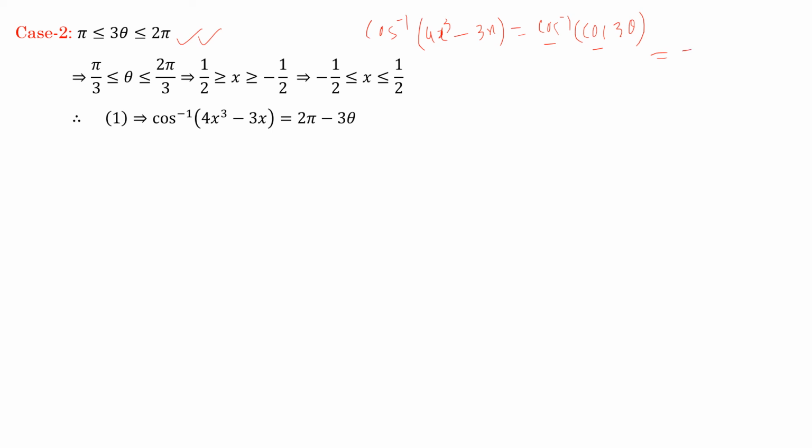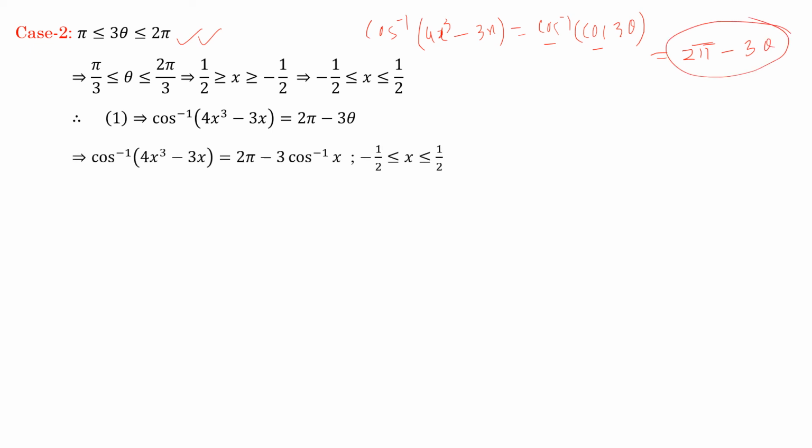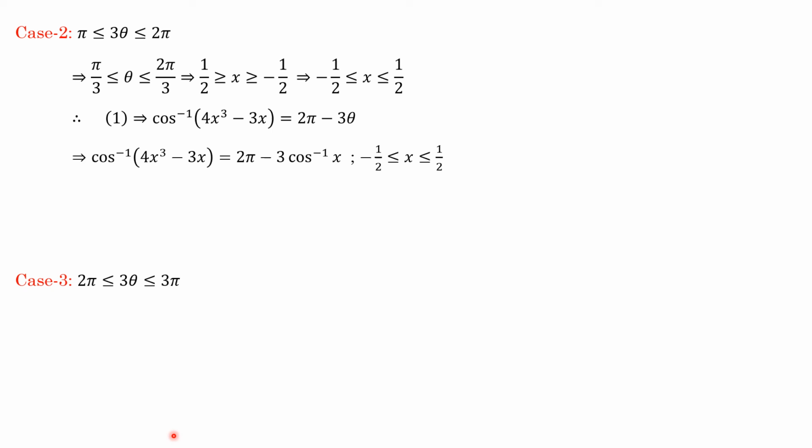This is only 2 pi minus, and x is this time 3 theta, like this. Okay, so I am writing that, very simple. Left hand side is remaining the same. This is 2 pi minus 3 theta as seen from here, and theta means cos inverse of x. So it is 2 pi minus 3 cos inverse of x, and this is the condition on x. Okay, so the next one, case 3.